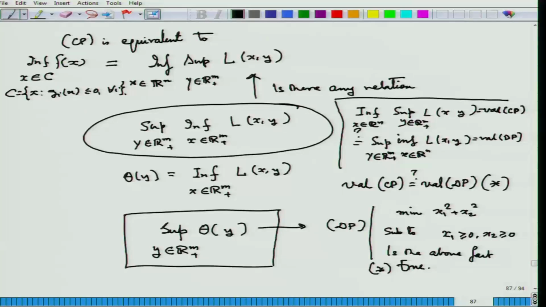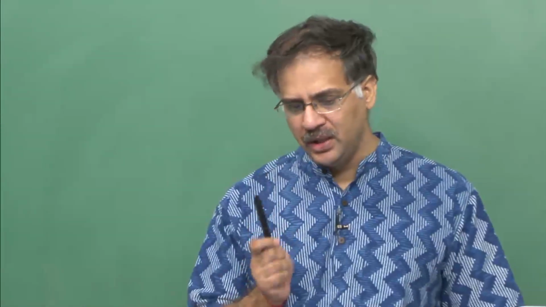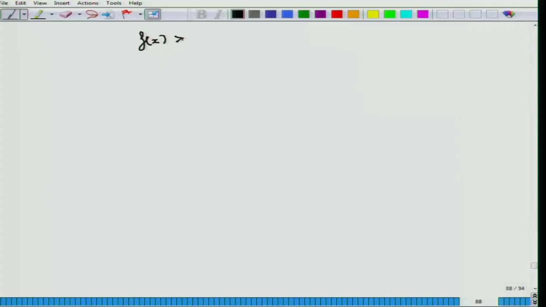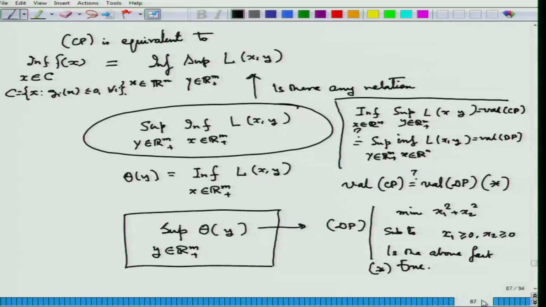But is there something slightly looser I can say? For example, for any feasible element in C, for any x in C, f of x is definitely bigger than or equal to the value of DP. So, if you take any feasible x, suppose this is true, then f of x, for any x, is always bigger than or equal to CP, which is bigger than or equal to DP. So, is there something slightly loose, not so strong, but something which we can just work through?